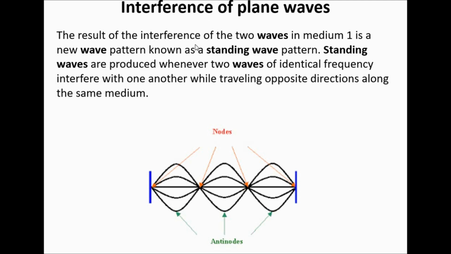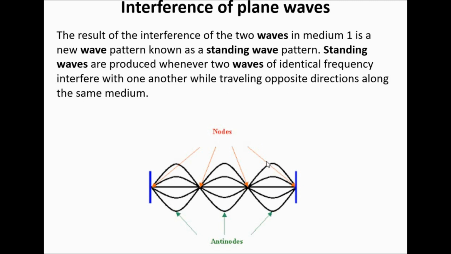So the result of the interference of two waves in medium 1 is a new wave pattern known as a standing wave pattern. If you have two opposite traveling waves with the same frequency combined together, they produce a new wave called a standing wave. Standing waves are produced whenever two waves of identical frequency interfere with one another while traveling in opposite directions along the same medium.